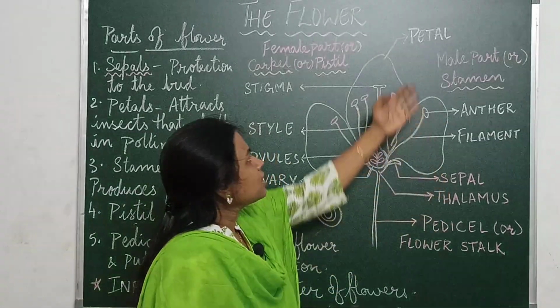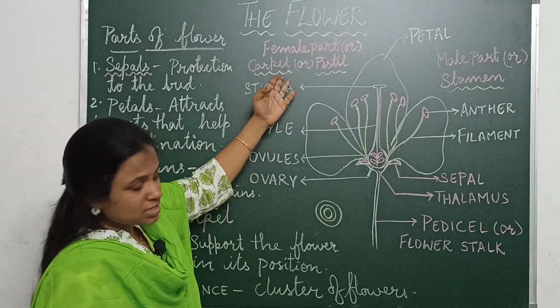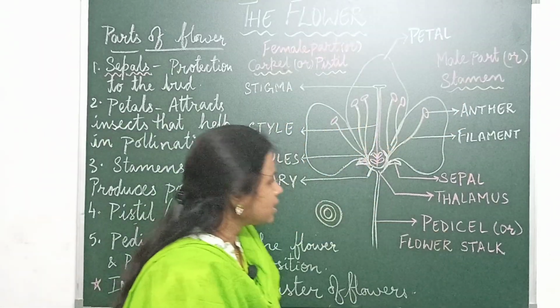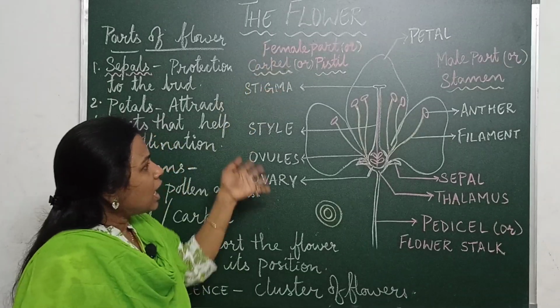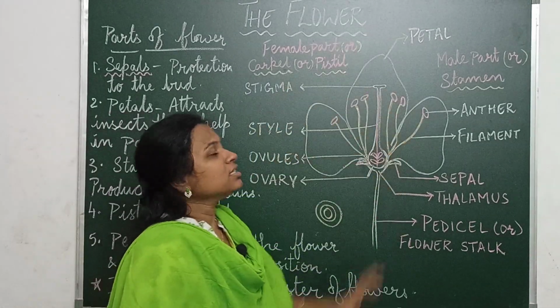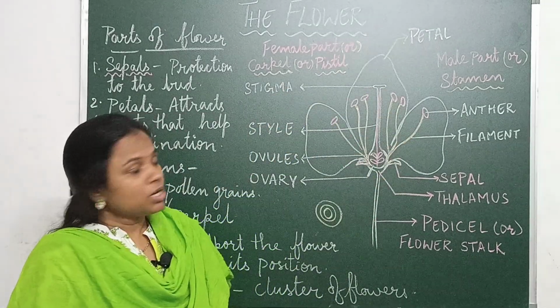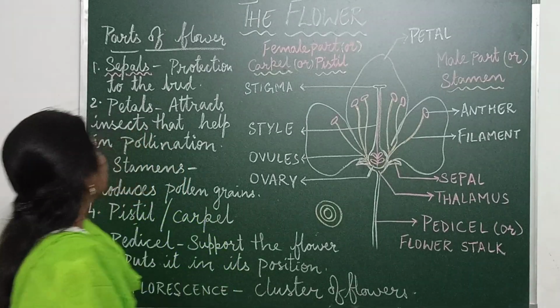There are sepals, petals, the stamen, the carpel or the pistil. You have the pedicel over here, that is the flower stalk, and they have other parts also, right? So all these are the different parts of the flower. Now we will be learning about them in detail.